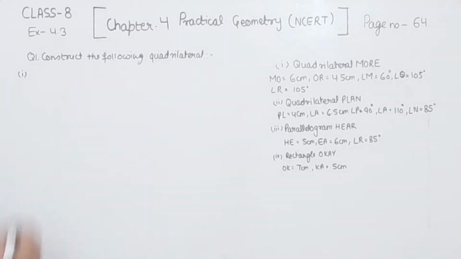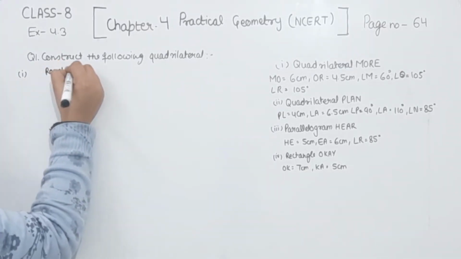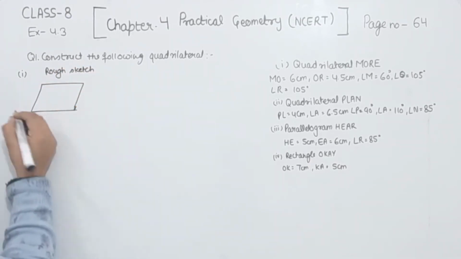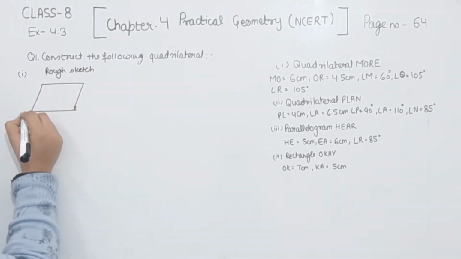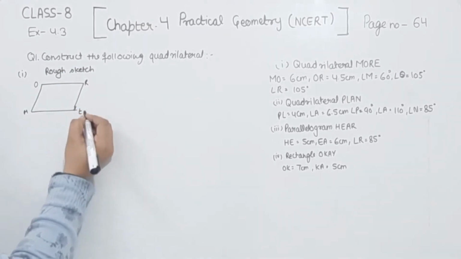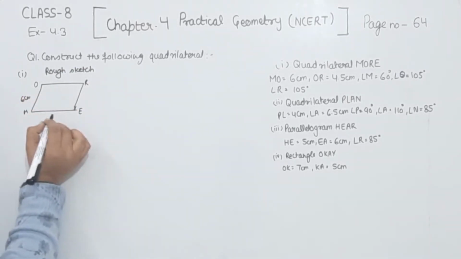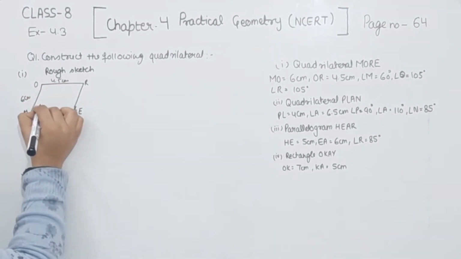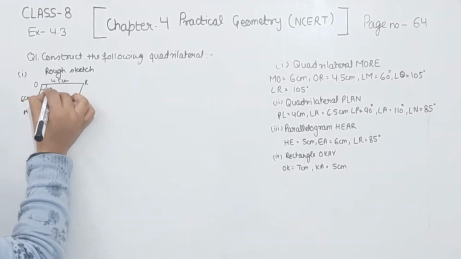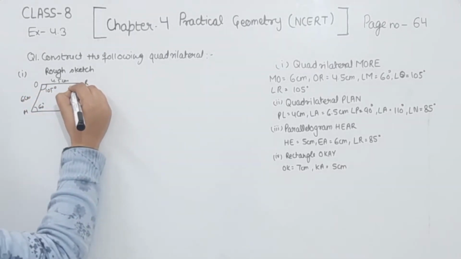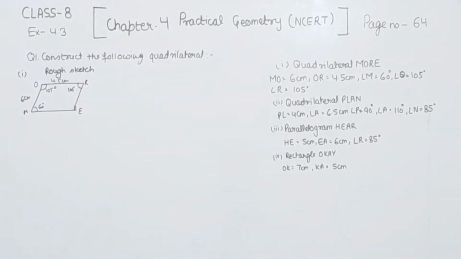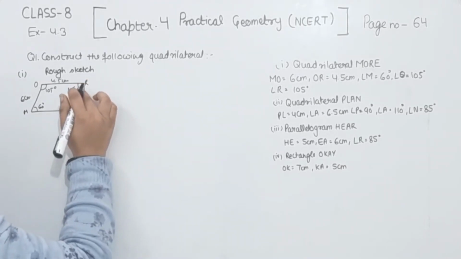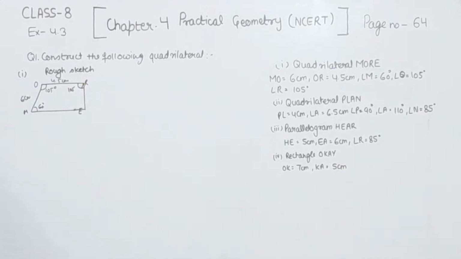We are having. First of all, we are going to draw the rough sketch. So suppose this is the figure having as MORE. Now MO is equal to 6 cm, OR is equal to 4.5 cm, angle M, this one is equal to 60 degree, angle O is equal to 105 degree, and angle R is also equal to the 105 degree we are having. So this is the rough sketch having. I'm going to construct this one like this because this is the 105. So this is the rough sketch we are having.